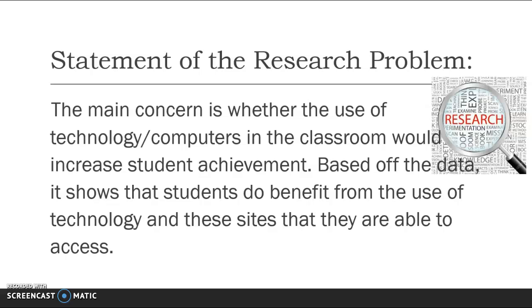Statement of the research problem. So the main concern is whether the use of technology, computers in the classroom would increase student achievement. It is no surprise that technology is making its way into the classroom. It has become essential in our everyday lives.